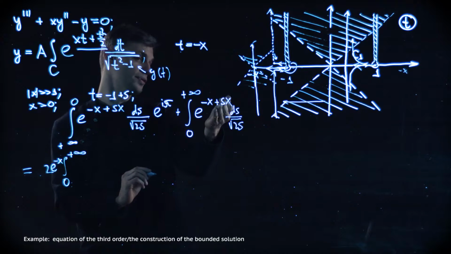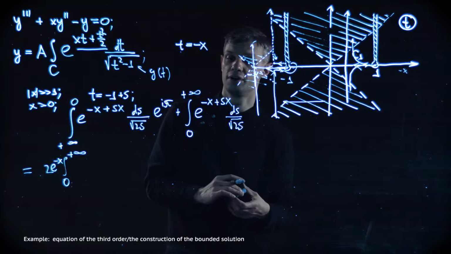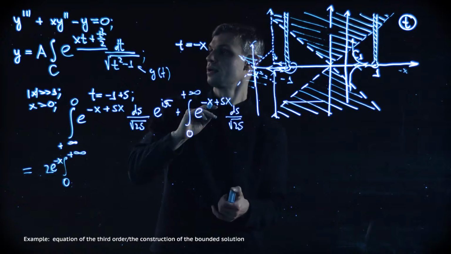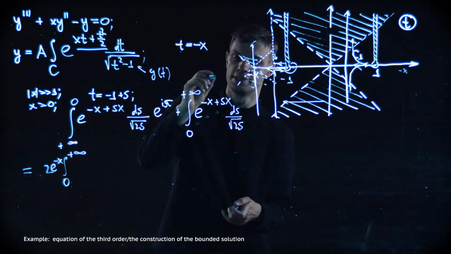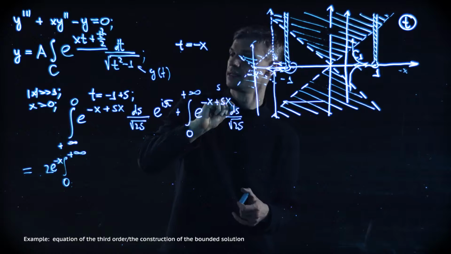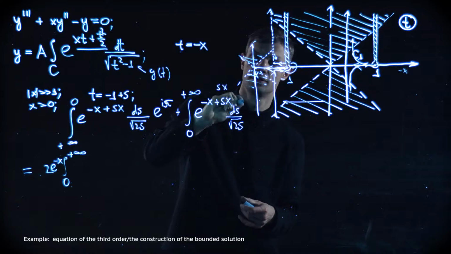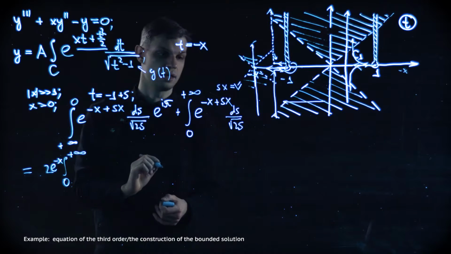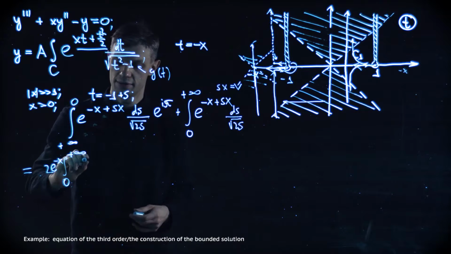And we introduce the change of variables, say, sx is equal to v, and right, and then we have.